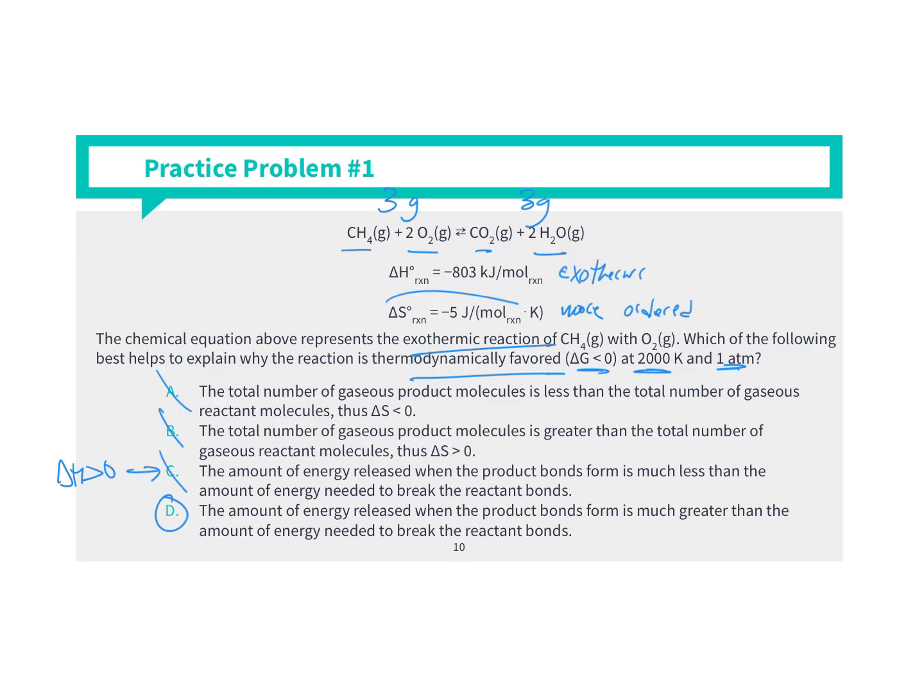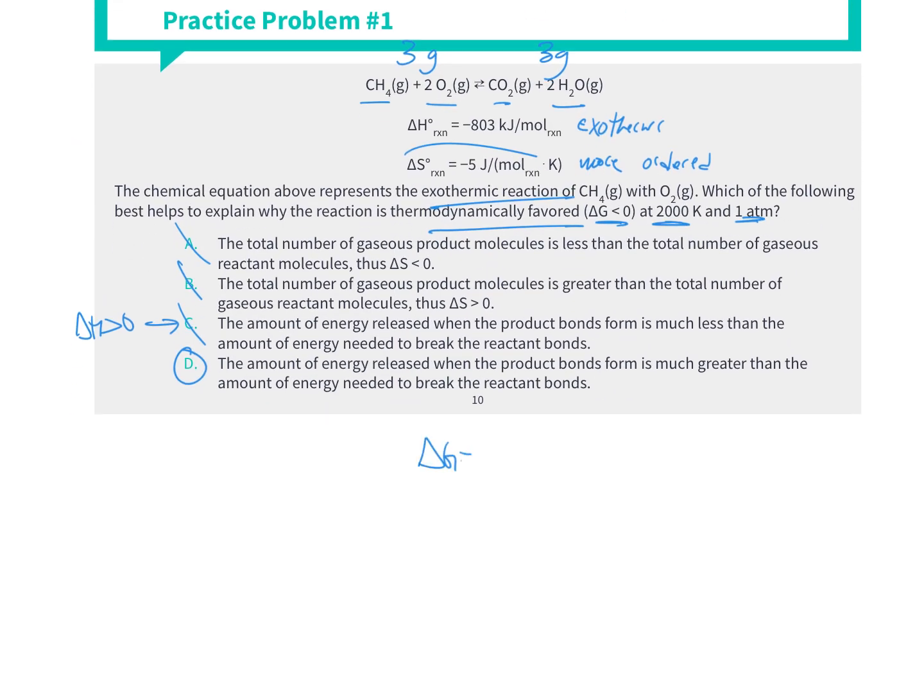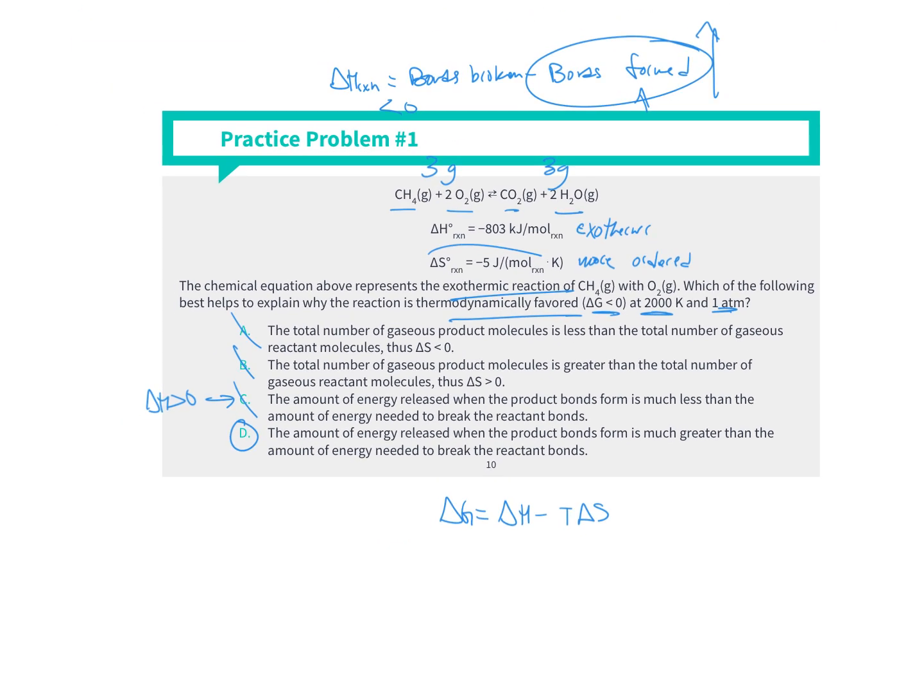Since we're looking at this from a bonds breaking perspective, we can remember the equation back from Unit 6, where delta H of a reaction equals the bonds broken minus bonds formed. In this case, the bonds formed value as a whole is way greater, and so your delta H is going to be less than 0. As a result of that, D can be our only answer. And if you think about it as well, delta G equals delta H minus T delta S. This must be a spontaneous process because of that equation right there.